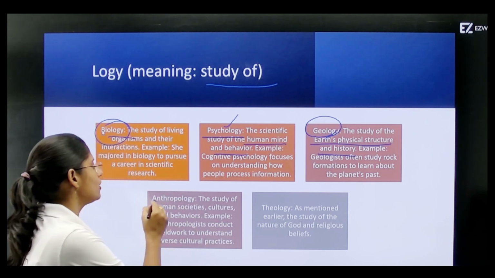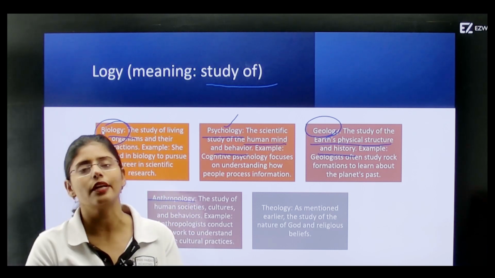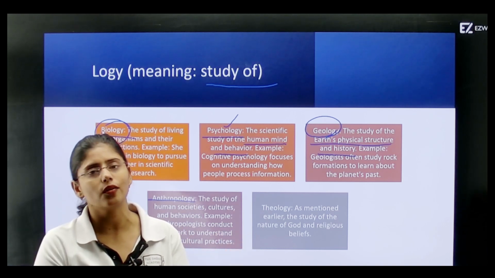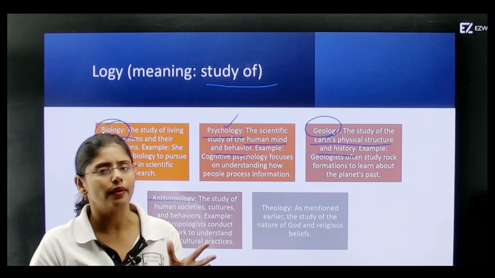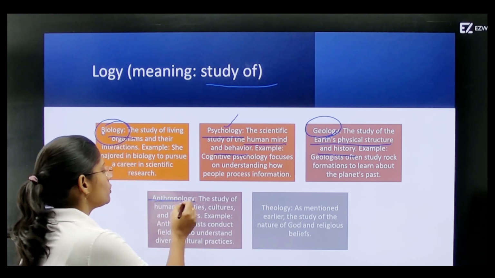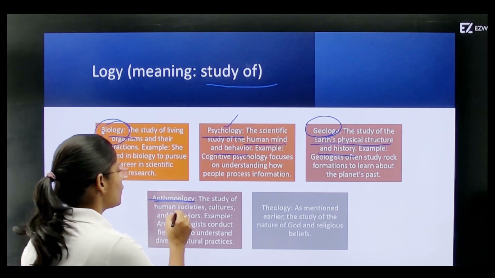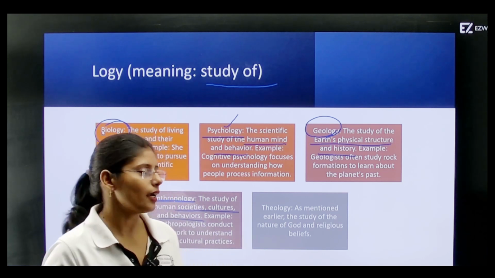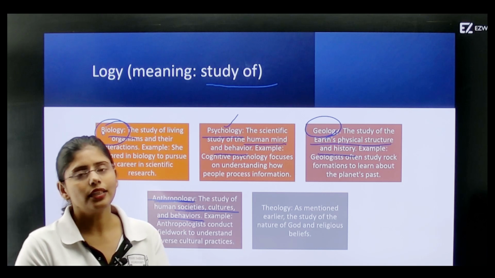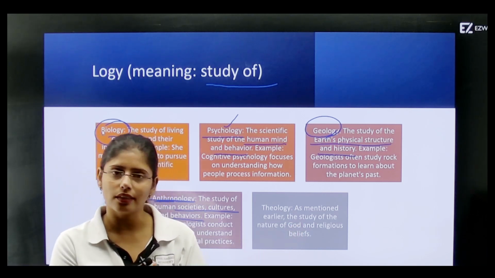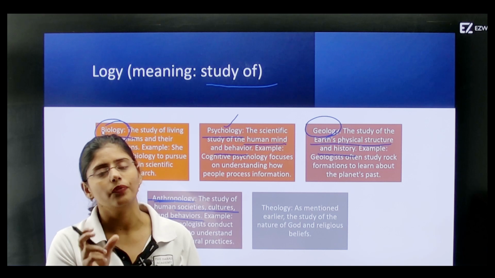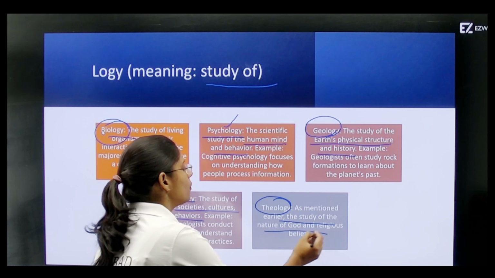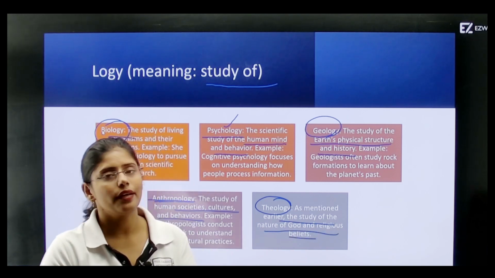The next one is anthropology. Anthrop is related to mankind, like misanthropist and philanthropist. Misanthropist means the hater of mankind and philanthropist means the lover of mankind. Similarly, anthropology is the study of societies and cultures and humans' behavior in their societies. And the last but not the least one, which we have studied earlier in the first slide, is theology. Theo means God and logy means the study. So theology means the study of the nature of God and religious beliefs.